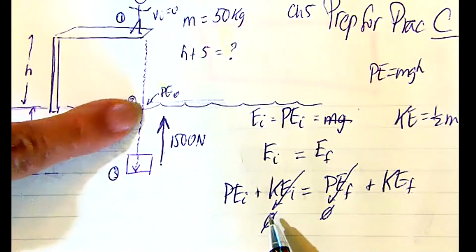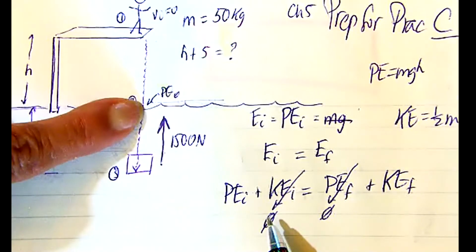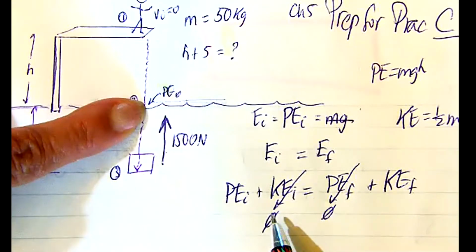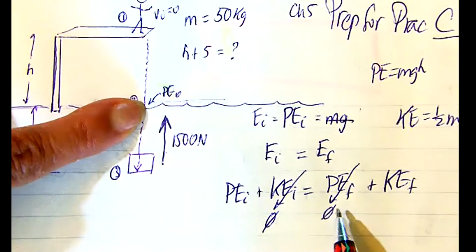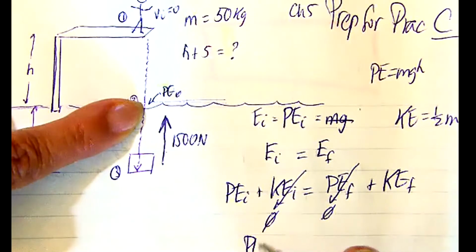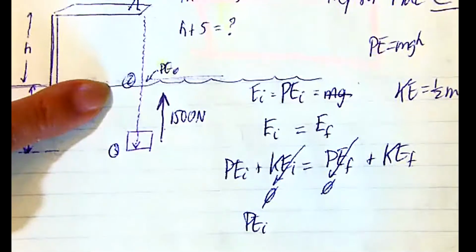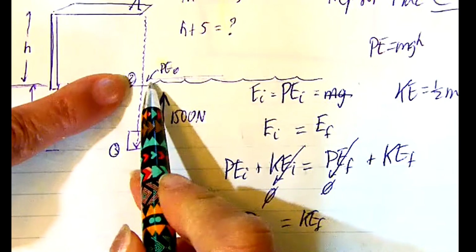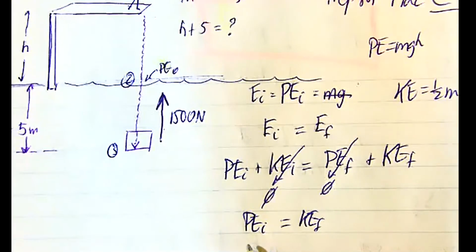And we know right as he hits the water, before he goes in, the potential energy is now 0, because that's our baseline we decided is the 0 mark. So therefore, the potential energy there is 0. So now we're left with the initial potential energy is equal to the kinetic energy final at this point right here. Okay, so what is the potential energy here?